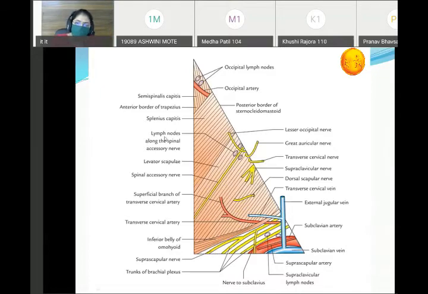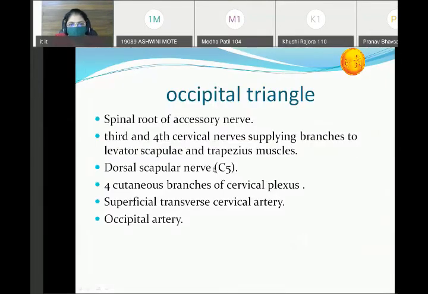This is again a schematic diagram showing the posterior triangle, its division and the content. So here you can see the posterior triangle. This is the inferior belly of omohyoid and these are the contents that we will see one by one.